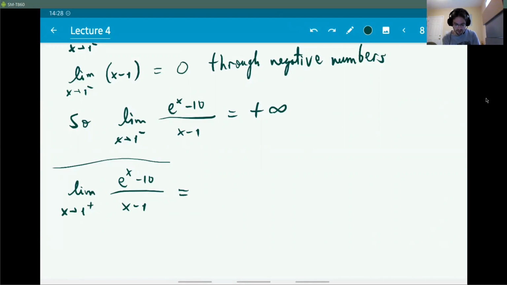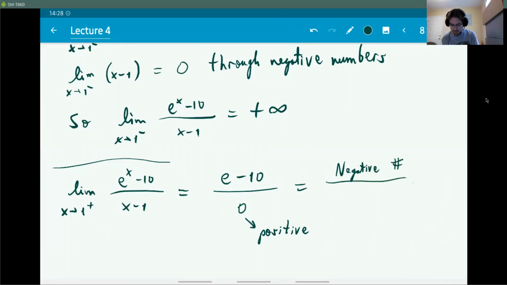It has a very well-defined limit of e minus 10. And the denominator also has a very well-defined limit of 0. But the difference now is that it's coming from the right side. So x minus 1 is a positive number. So informally, you can say this is equal to a negative number over a small positive number.